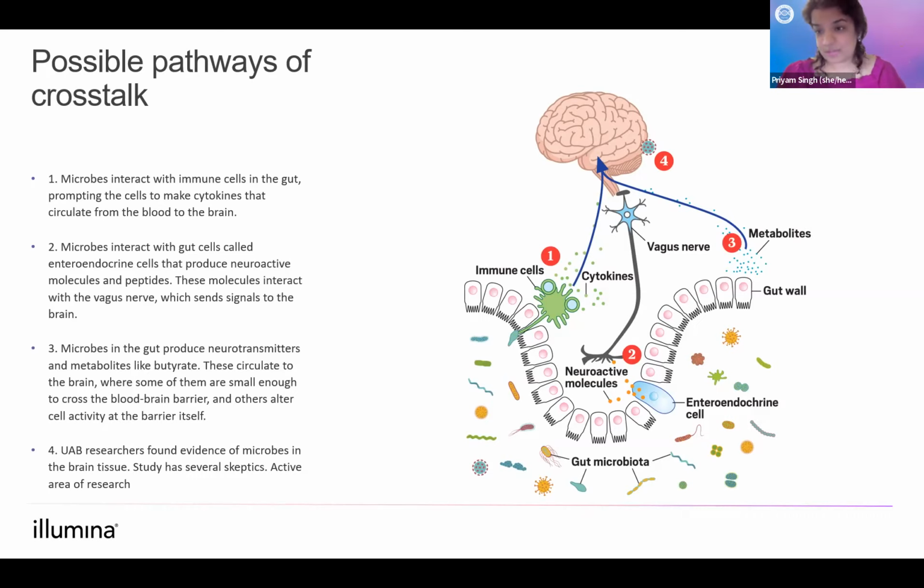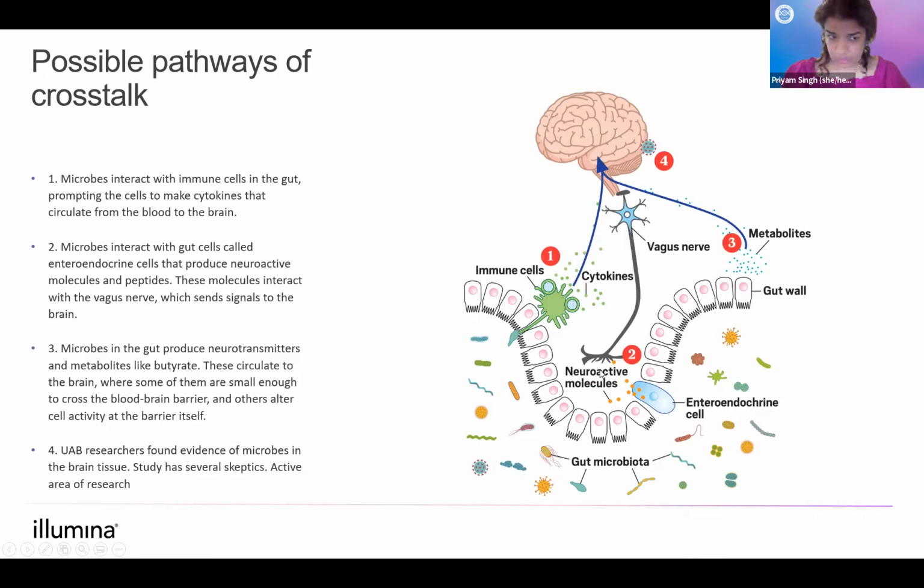They help digest our food. And now we're finding out that there are many possible pathways of how the microbiome talks to your brain. Here are 4 ways that I'm showing. The first one is that these microbes interact with immune cells in the gut, which then prompts the cells to make cytokines. And these cytokines circulate from the blood to the brain.